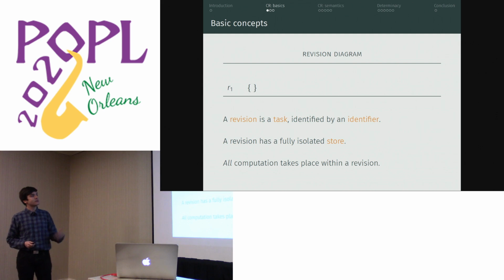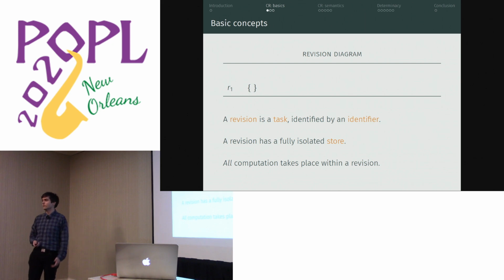So let's start with some basic concepts of this model. The central unit of concurrency is the revision, which you can think of as a task or a process. Each revision is identified by some identifier, which is part of the program logic. A revision has a fully isolated store, and all computation takes place within some revision. These executions you can visualize using revision diagrams. So here we have a revision R1 on some empty store, and it's computing some expression which I do not show. So what can you do in this model?